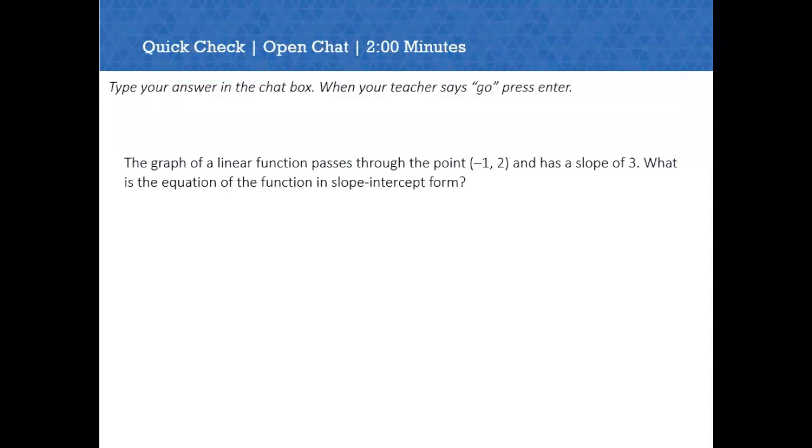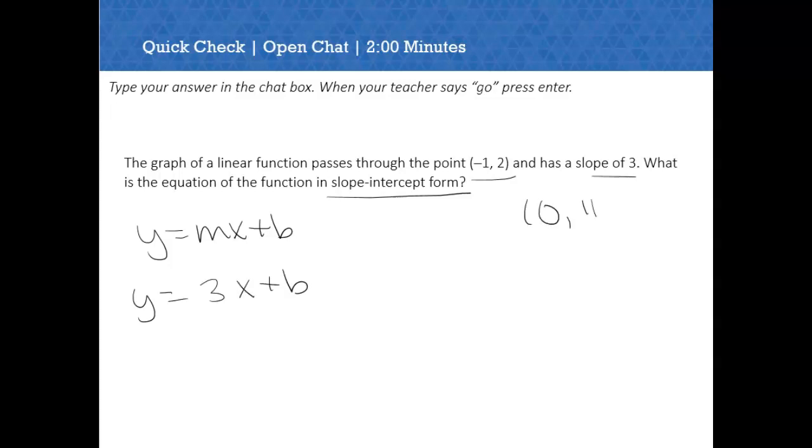As a review, the graph of a linear function passes through the point -1, 2, and has a slope of 3. What is the equation in slope-intercept form? Remember, slope-intercept, y equals mx plus b. So we know that the slope is 3. We don't know b. b, remember, would have 0 with the number. If you were looking at a table of values, you can see the y-intercept is here because the x is 0. We don't have that here.